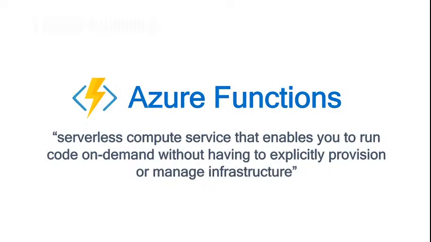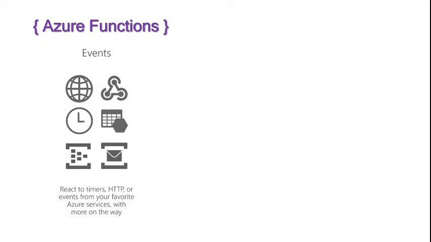That's what Azure Functions are. So I'm going to walk you through the core characteristics of Azure Functions. Azure Functions are primarily triggered based on events. So you're reacting to timers, you're reacting to HTTP or events from your favorite Azure service, or someone clicks a button, or someone does something, or an event happens somewhere. Your Azure functions are triggered.